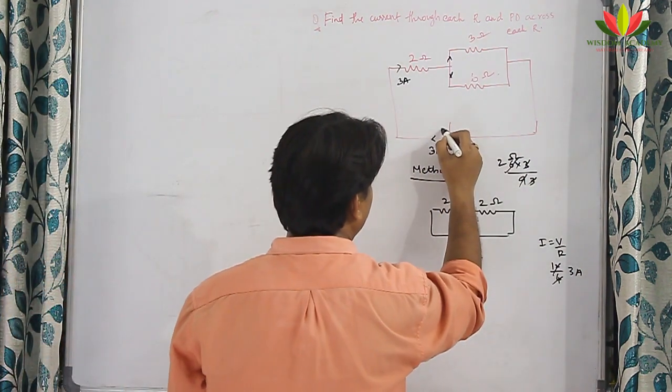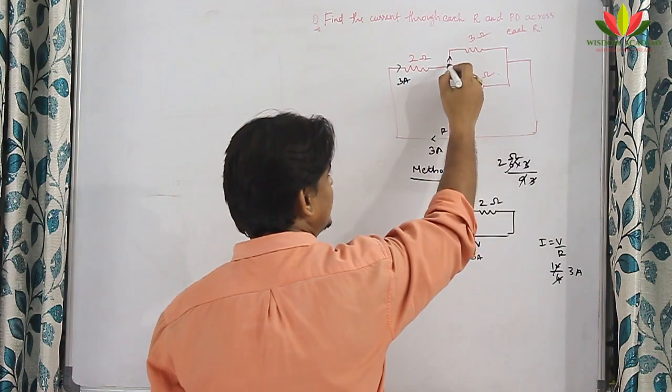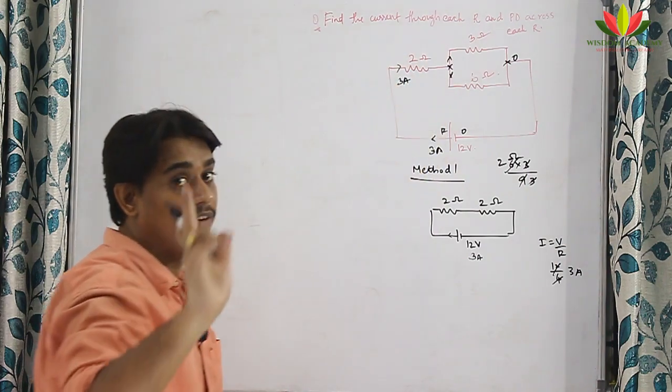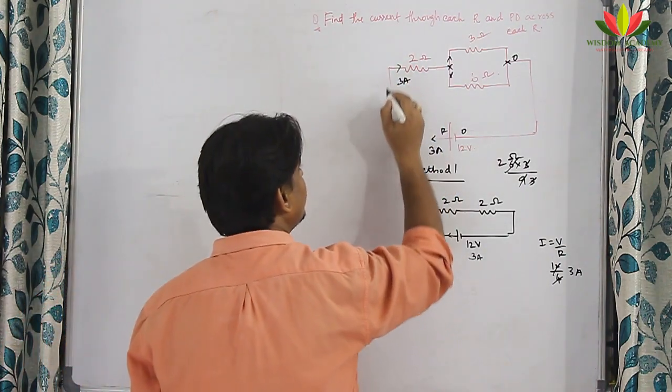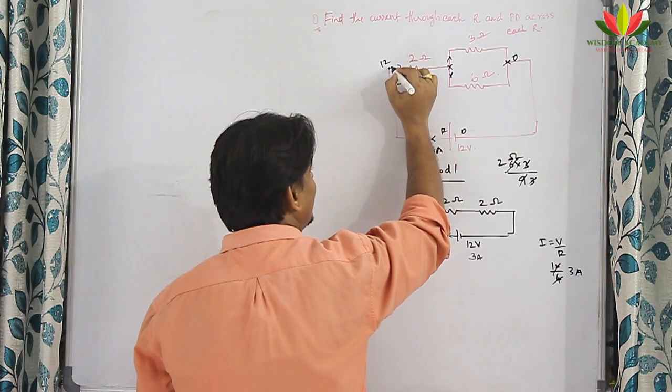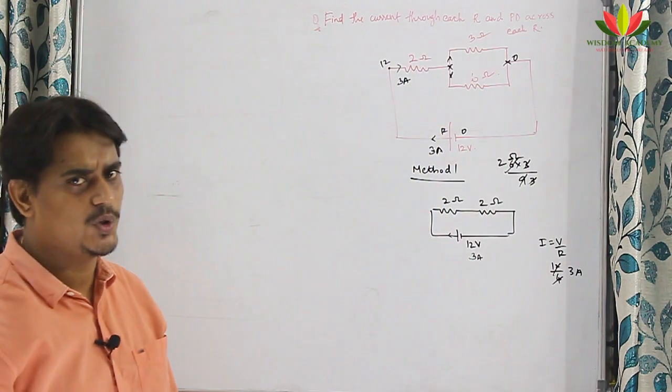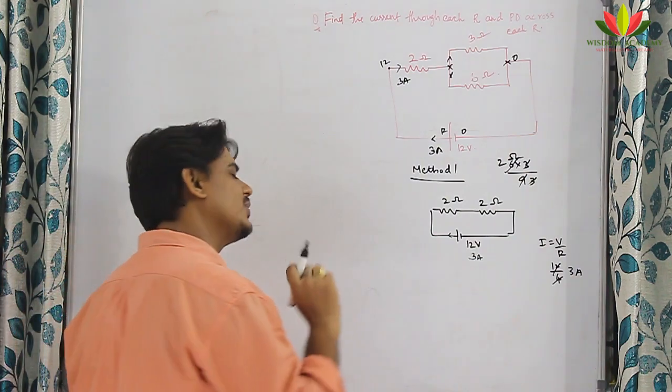So see, this is 12, this is 0. Can I write this as 12? This I can write as 0 very conveniently. Can I write this as 12? No, I cannot write. Why? See, this point will have 12, but as it goes through the resistance, the potential gets dropped. You understand what I am trying to say? How much does it get dropped? Okay, I will tell you.